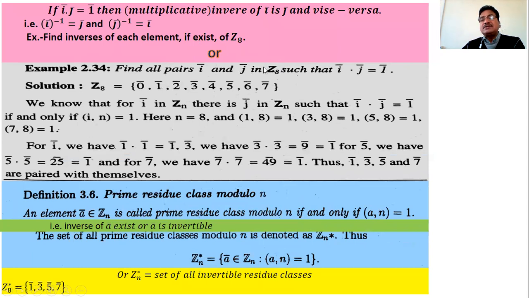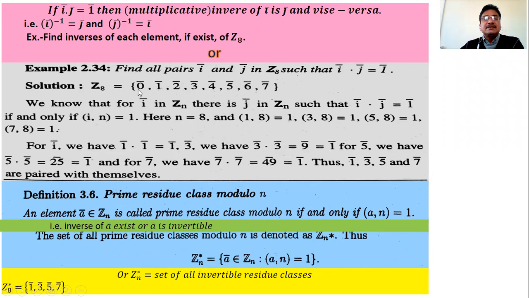Some inverses of some elements of Zn exist. So find the inverses of each element of Z8, or find all pairs I bar and J bar in Z8 such that I bar times J bar is 1 bar. The two questions mean the same thing, that is, find the inverses of each element if they exist.